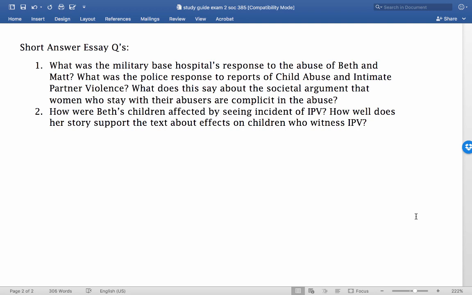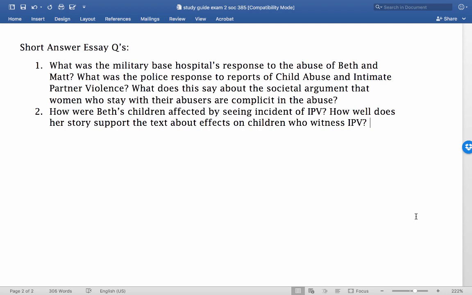Okay, so then for the short answer essay questions, these are based on I Am Not Your Victim. So what was the military base's hospital response to the abuse of Beth and Matt? Right? What was the police response? So just give me, you don't have to go super into detail, but just explain the basic incident that happened and what their response was, like how helpful or not helpful they were, basically.